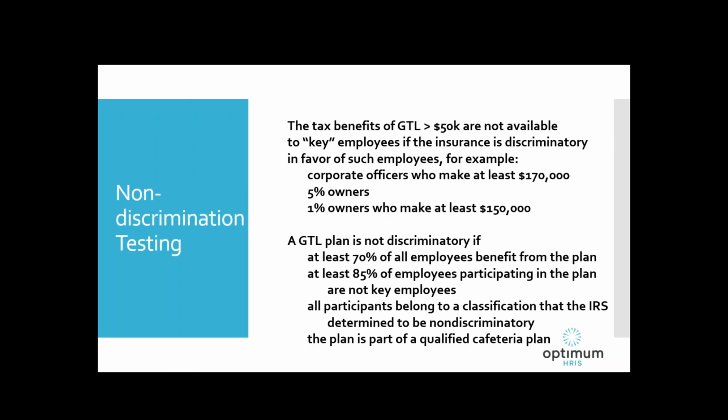Also, it stands to reason that you should not discriminate when it comes to how you handle group term life benefits. You can't give this benefit and its special tax advantages to just your key employees. Specifically, you can't just give group term life benefits to highly compensated officers or owners. Your group term life plan is considered non-discriminatory as long as at least 70% of all employees benefit from the plan and at least 85% of the participating employees are not key employees, and all participants are deemed by the IRS to belong to a class determined to be non-discriminatory, and your plan is part of your qualified 125 cafeteria plan.